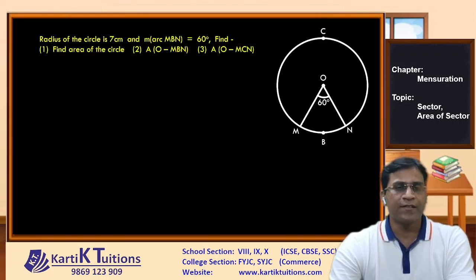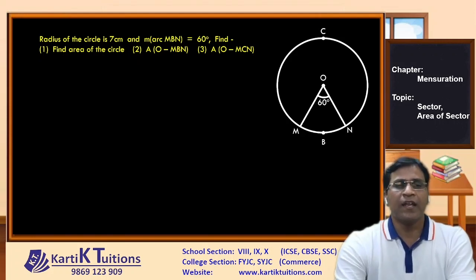Radius of the circle is 7 centimeter and measure of arc MBN is 60 degree. Find the area of the circle, area of sector O dash MBN and area of sector O dash MCN. Sir, ये क्या था? See, area of O dash MBN, that means they are talking about the sector O dash MBN, यानी area of minor sector की बात कर रहे वो लोग. And when they say area of O dash MCN, so that is they are talking about this sector O dash MCN.